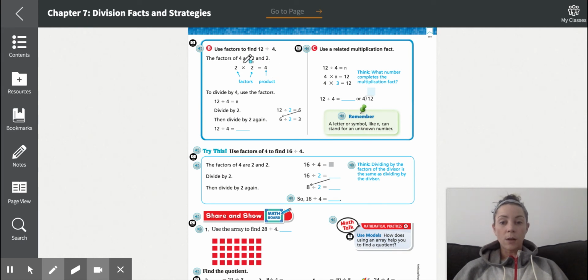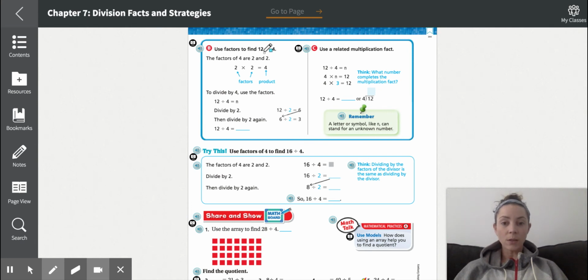Okay, so now here's a little picture to show you what they mean. 2 times 2 equals 4, right? So these are called the factors and this is called the product. All right, so they're saying think of the factors that equal 4. A 2 and a 2 when they're multiplied equal 4. So to divide by 4, just use those factors.